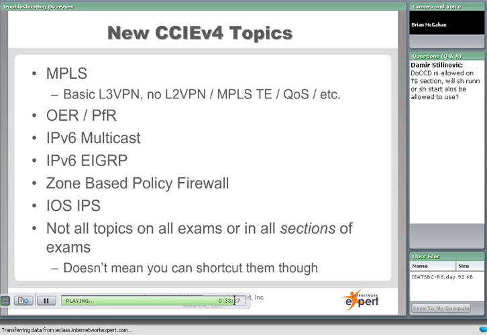Now, IOS IPS, the intrusion prevention system, will definitely be a corner case topic. There's not a lot of core information that the IPS could be involved in. So there's no real reason why you would need to configure this in order to get, let's say, OSPF working or BGP working. So it's definitely going to be something peripheral on the side.